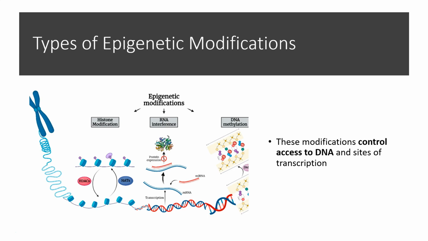There's some different types of epigenetic modification. We have those histone modifications that we talked about. You can also add methyl groups to the DNA, and this can then create a physical barrier so that that transcription factor and RNA polymerase cannot do its job.